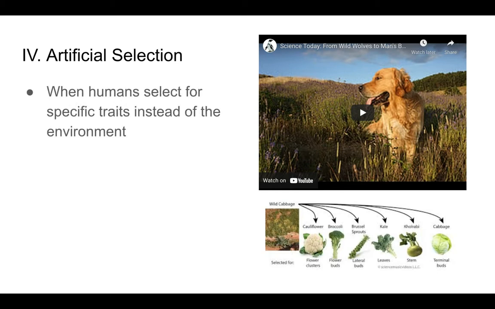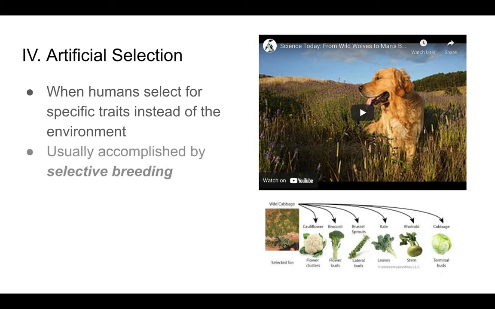Okay, so artificial selection is something very different than natural selection. Artificial selection is when humans select for specific traits instead of allowing the environment to select for those traits. So a great example of that would be present-day dog breeds and the selection process that kind of got us here from wild animals, particularly wolves. There's also a picture down here of wild cabbage and the selective breeding process that occurred to give us all of these other types of vegetables from that wild cabbage: cauliflower, broccoli, Brussels sprouts, etc.